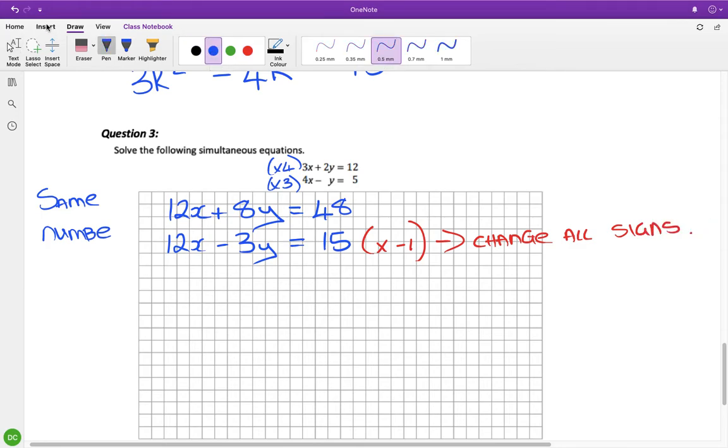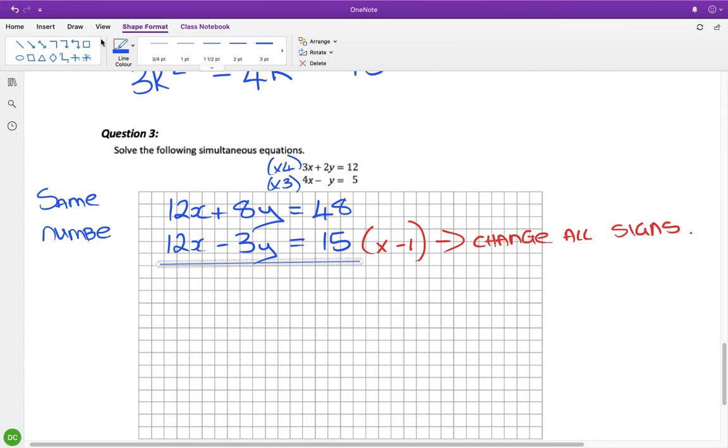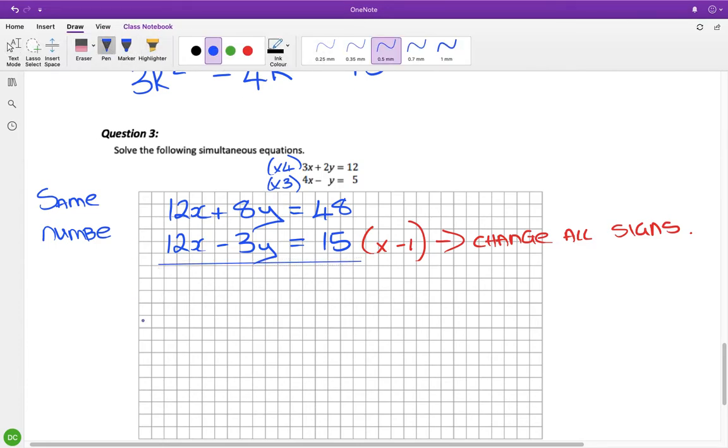Okay, so I'm going to leave my top line alone. The top line is 12x plus 8y equals 48. And on the bottom line, I'm going to multiply by minus 1. So if you multiply 12x by minus 1, you will get minus 12x. If you multiply minus 3y by minus 1, the two minuses make plus 3y. And if you multiply 15 by minus 1, you will get a minus 15.